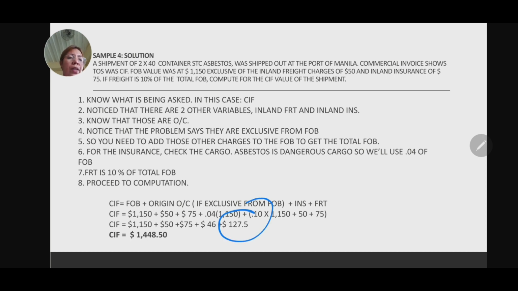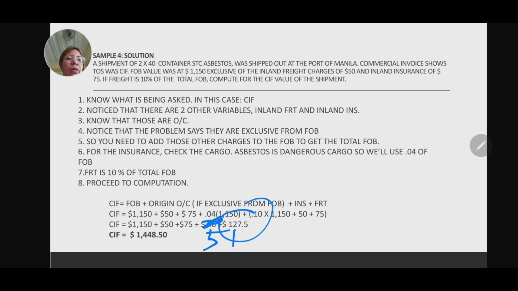This is your freight. For your insurance, I got this one wrong. I have a typographical error here. We need to get the total FOB, because that is where we're going to base our insurance. Since this is a dangerous cargo, we multiply the total by 0.04. So 1,275 times 0.04 for the insurance, you'll get 51. So your insurance here should be 51 and not 46. This is wrong.